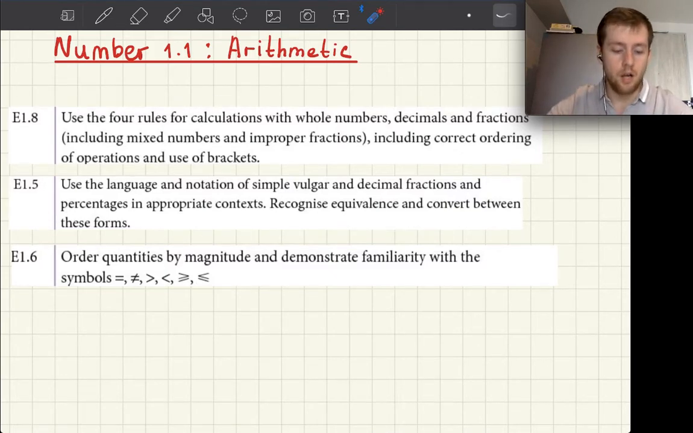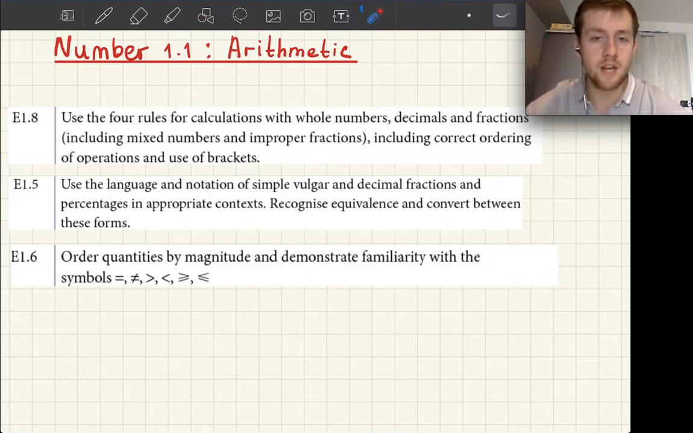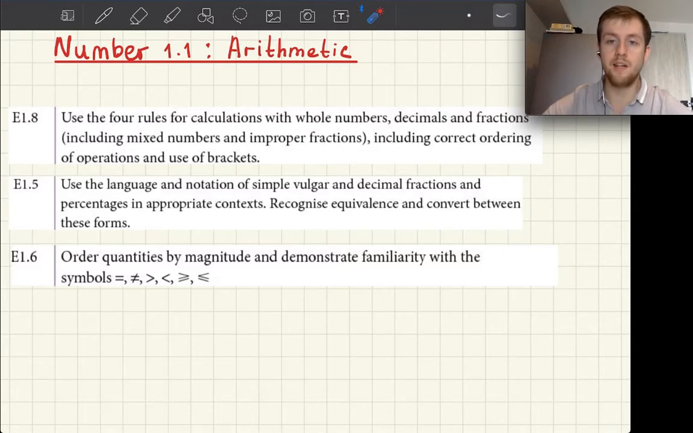brackets. E 1.5 is about using the language and notation of simple vulgar and decimal fractions and percentages in appropriate contexts. And of course, we have to be able to recognize equivalence and convert between these forms, which means convert between fractions and decimals and percentages.